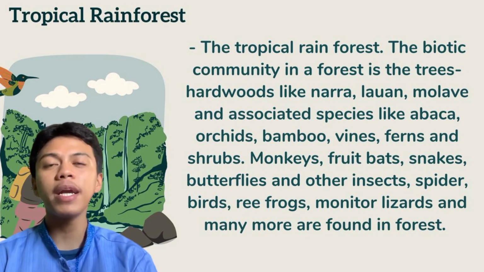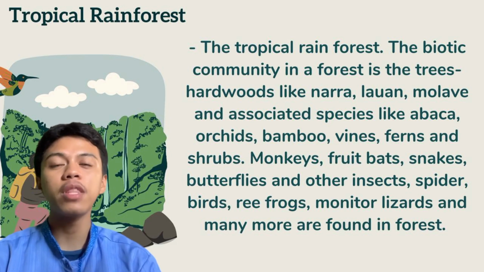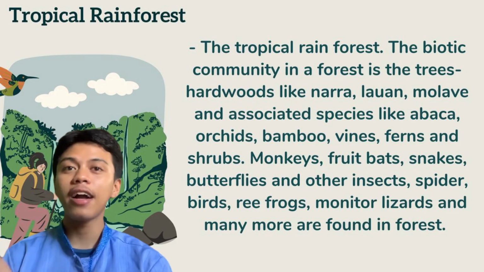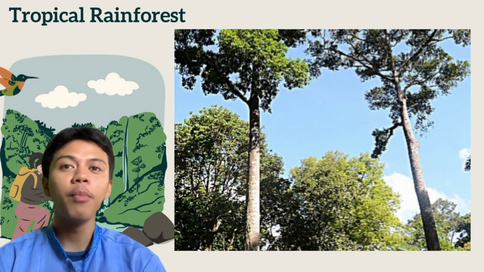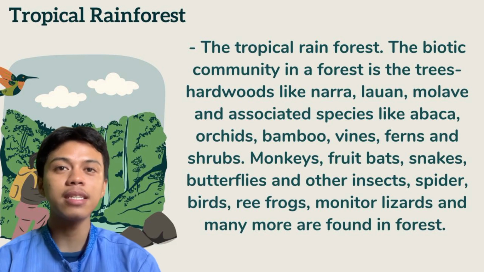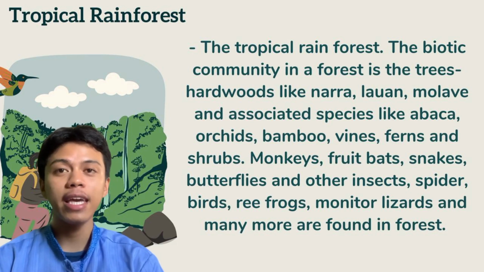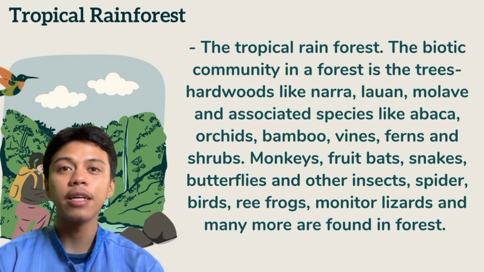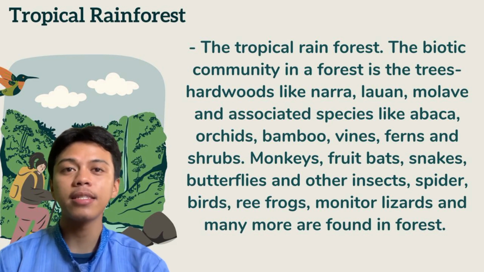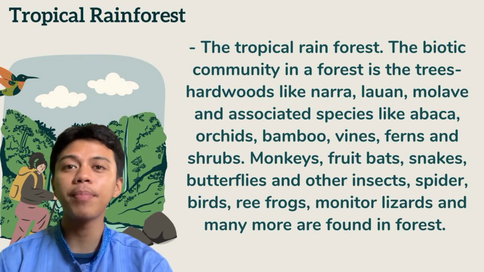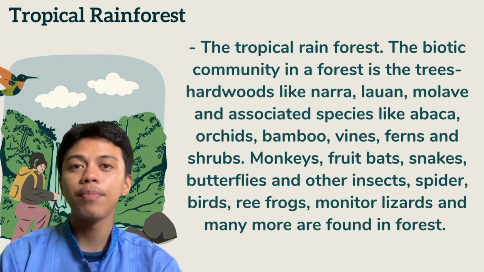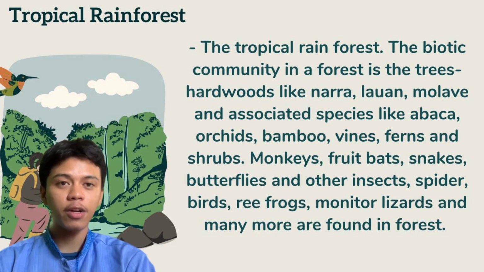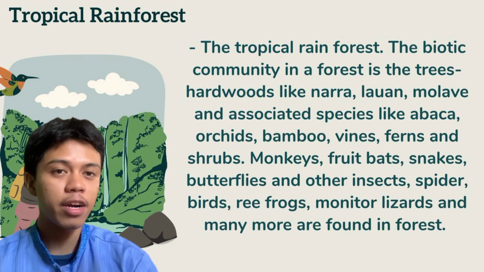In the tropical rainforest, the biotic community in a forest includes the trees, hardwoods like Narra, Lauan, Molave, and associated species like abaca, orchids, bamboo, vines, bats, snakes, butterflies and other insects, spiders, birds, frogs, monitor lizards, and many more that are found in the forest, or what we call the tropical rainforest.